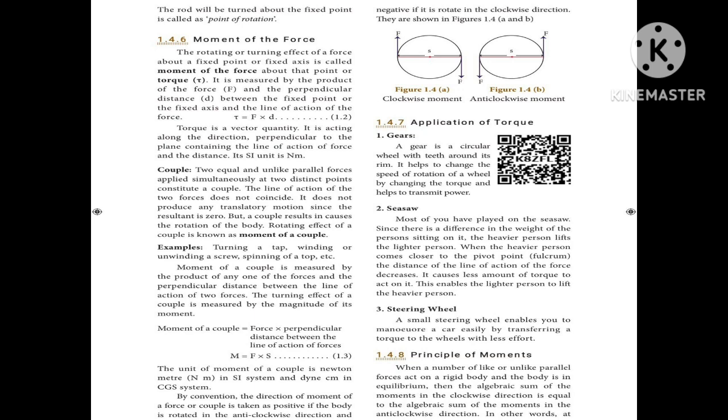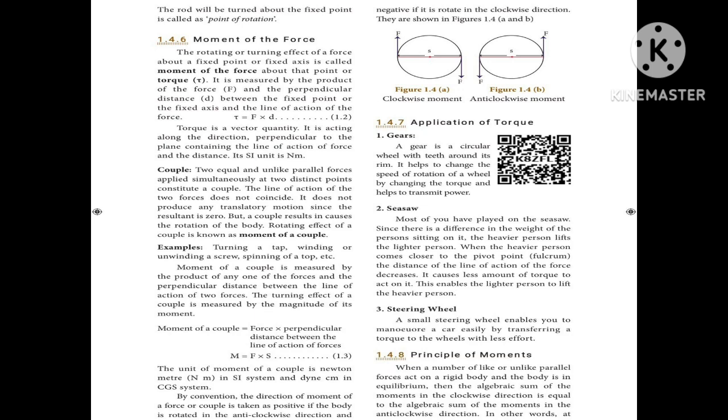Couple. Two equal and unlike parallel forces applied simultaneously at two distinct points constitute a couple. The line of action of the two forces does not coincide. It does not produce any translatory motion since the resultant is zero, but a couple causes the rotation of the body. Rotating effect of a couple is known as moment of a couple. Examples: turning a tap, winding or unwinding a screw, spinning of a top, etc.